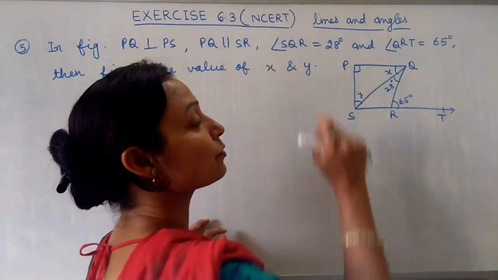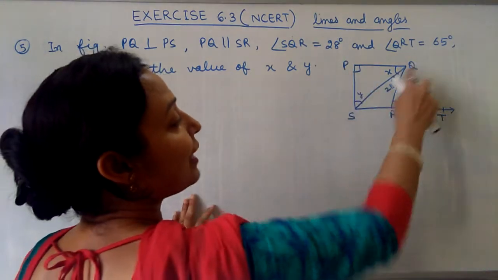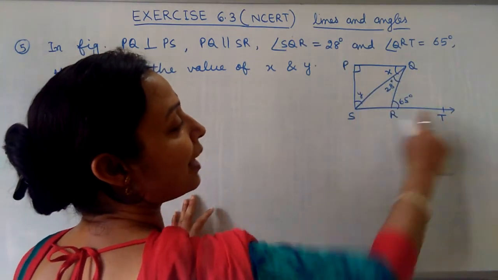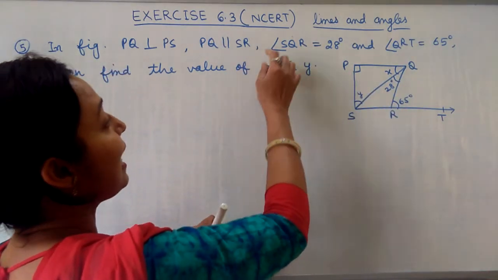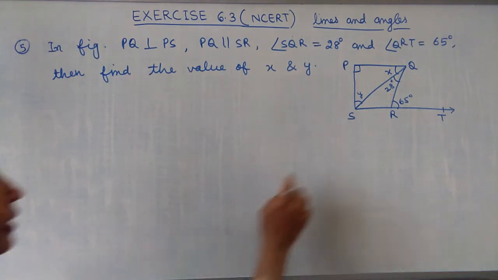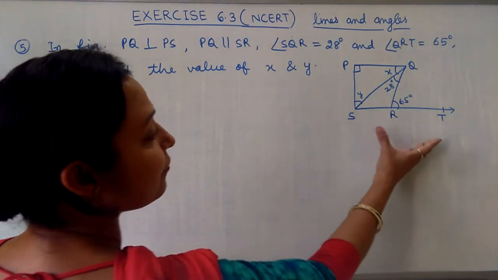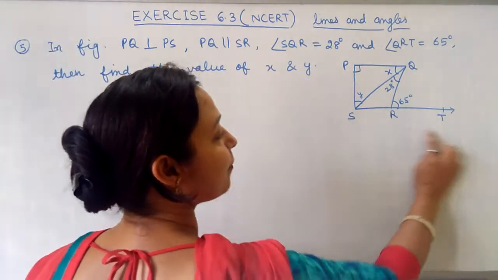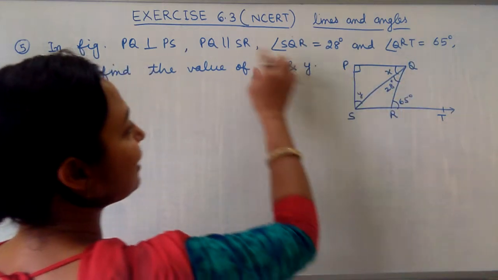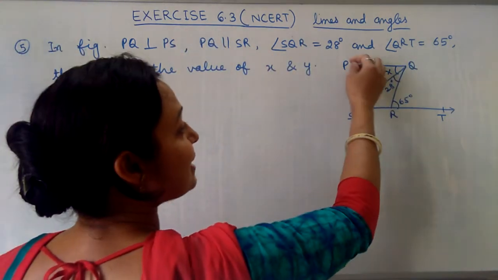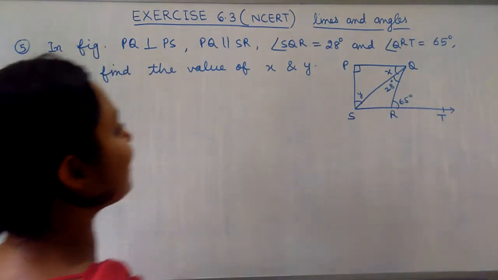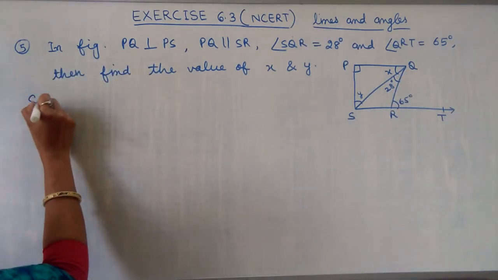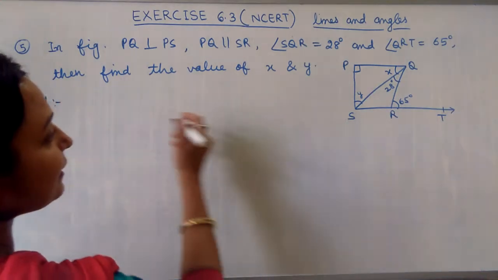One angle is given to us. These two lines are parallel. PQ is parallel to ST. SR and ST mean the same thing because SR is produced up to T. So SR and PQ both are parallel lines. This means angle PQR and angle QRT are alternate interior angles.